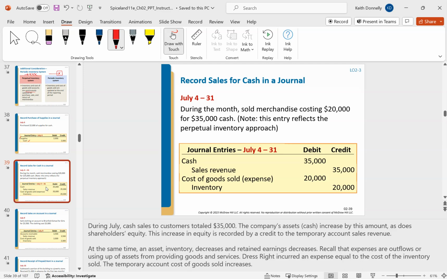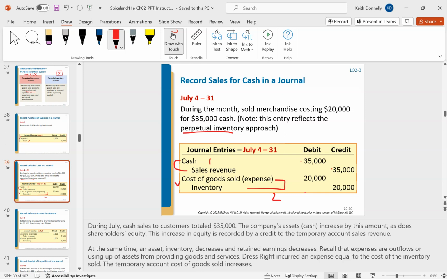Here we sold some inventory. We're using the perpetual inventory method, which means we're going to record the cost of goods sold at the time of sale. So here we have a sale of inventory, which means 2 journal entries. Journal entry 1 to record the sale, journal entry 2 to record the cost of goods sold. We sold it for 35. Remember, start with cash, debit cash, credit revenue.